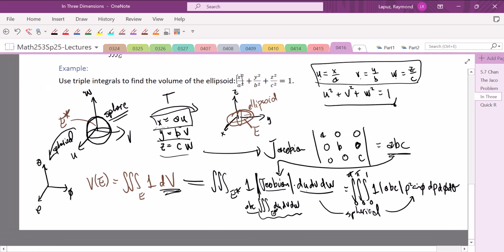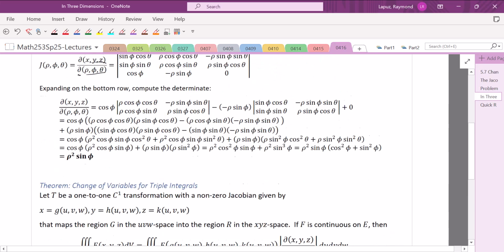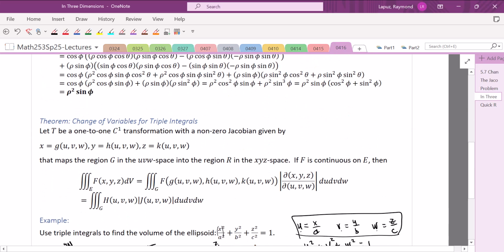If you got any of that, great. If not, don't worry about it. Not on the test. Any questions? That's a quick glimpse, like a 5 or 10 minute explanation, of a 3-dimensional Jacobian. Questions?